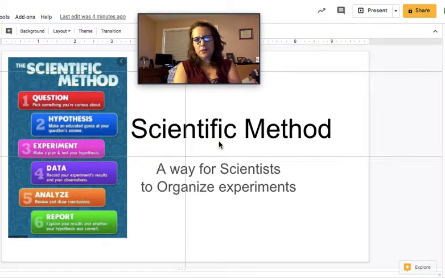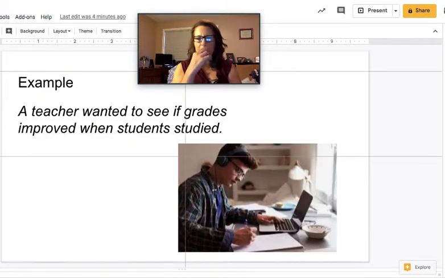Hi everyone, it's Miss Chambers, and today we're going to talk about the scientific method, but we're going to focus today on how you can make sure that an experiment is controlled using the scientific method. So if you remember, the scientific method is a way for scientists to organize experiments. And so today we're going to use a new example.